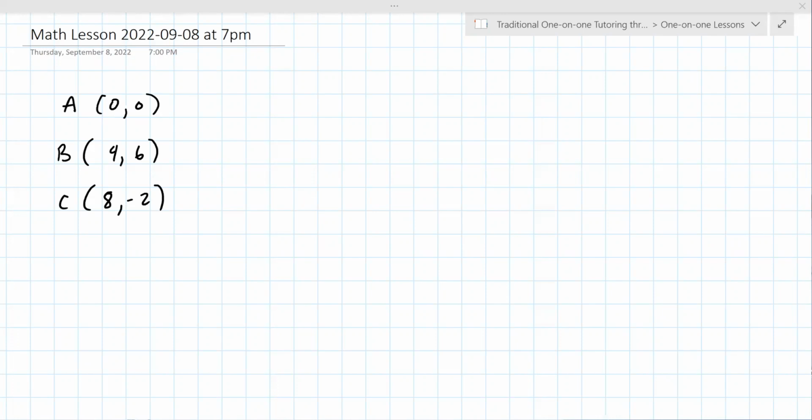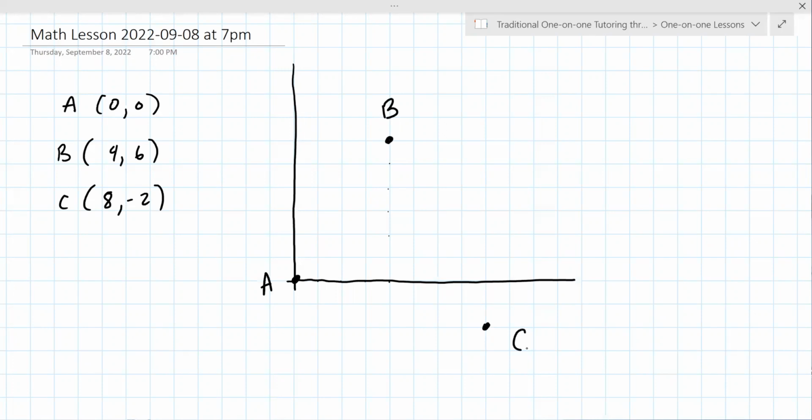All right, so we're going to plot these points. Let's imagine that the origin is here. So there's A. B is at 4, 6, so I'm going to go right 4 and then up 6. That's B. And then C is 8, -2.